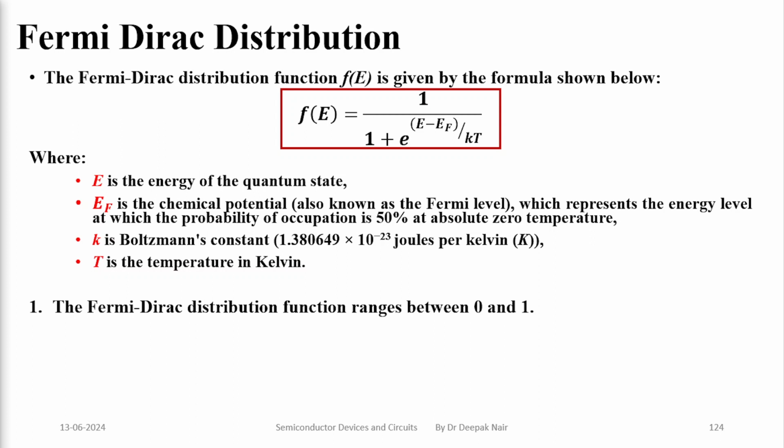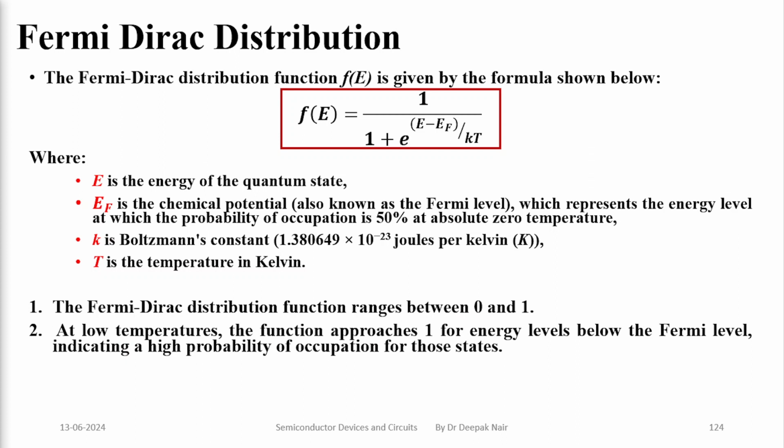So from the above equation, we can derive a few things. First, the Fermi Dirac distribution function ranges between 0 to 1. So this function can range between 0 to 1 only. It cannot go beyond 1, that is 2, 2.5, 3 or so. No, it is not possible. And it cannot go below 0. Why? Because this is a probability function. So, since it is a probability function, the values of f(E) can lie between 0 to 1 only.